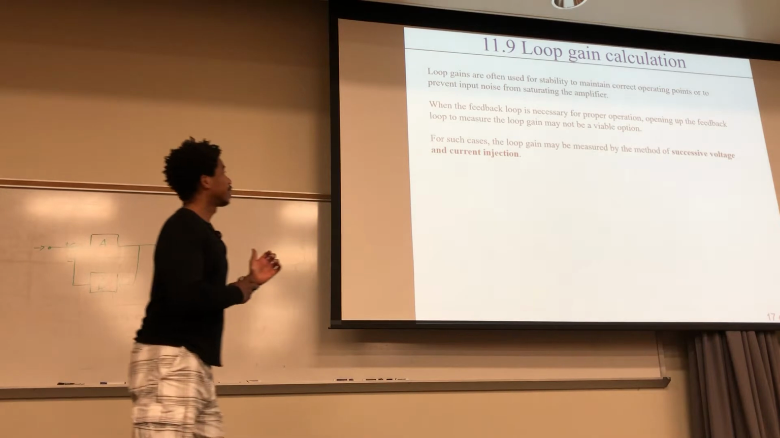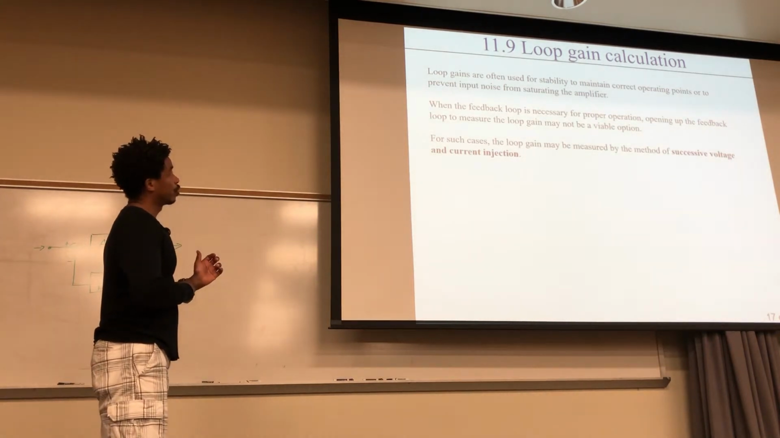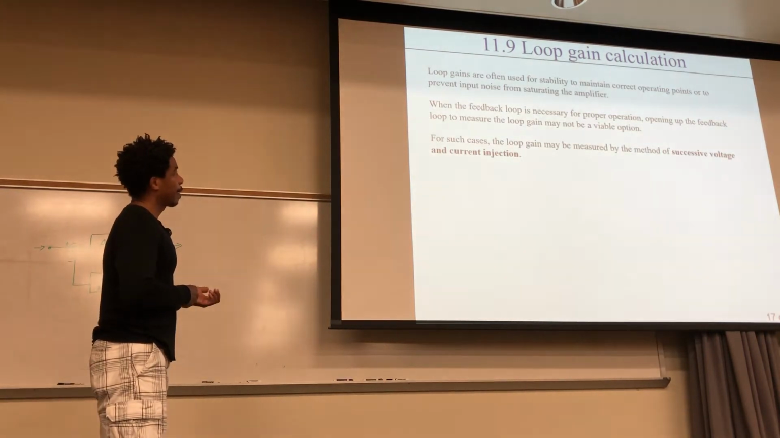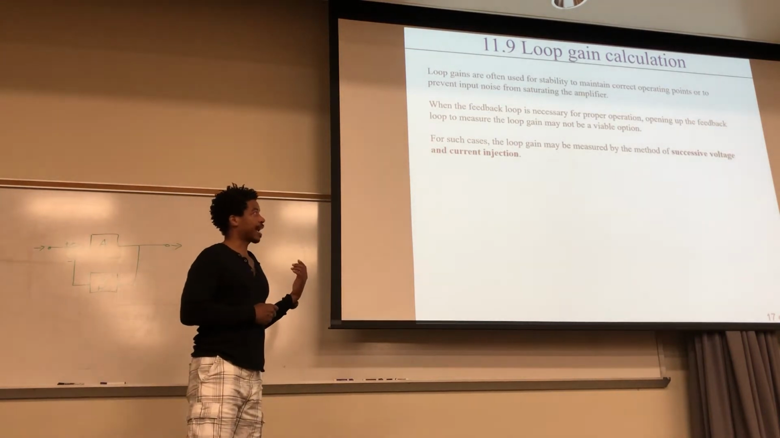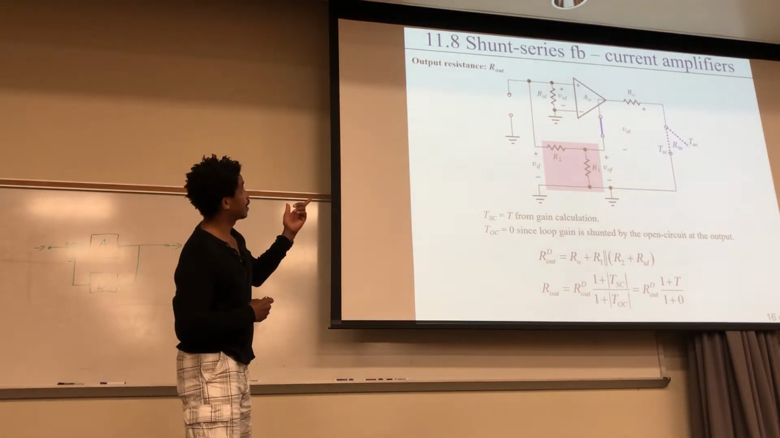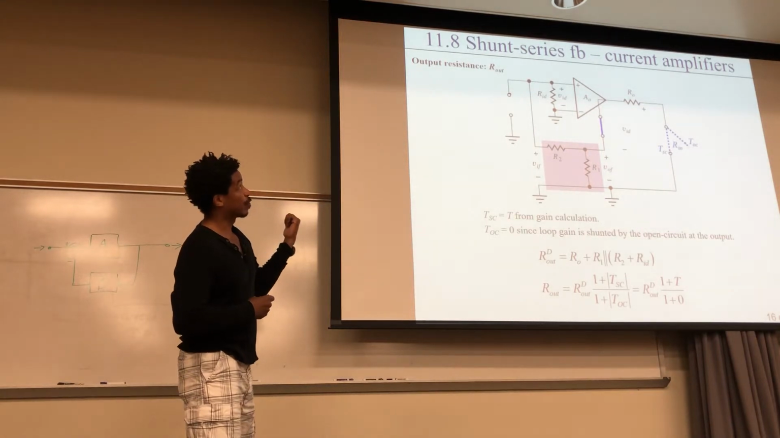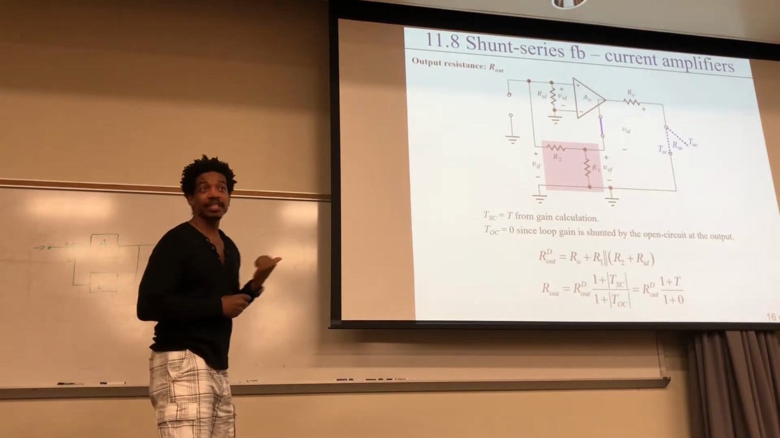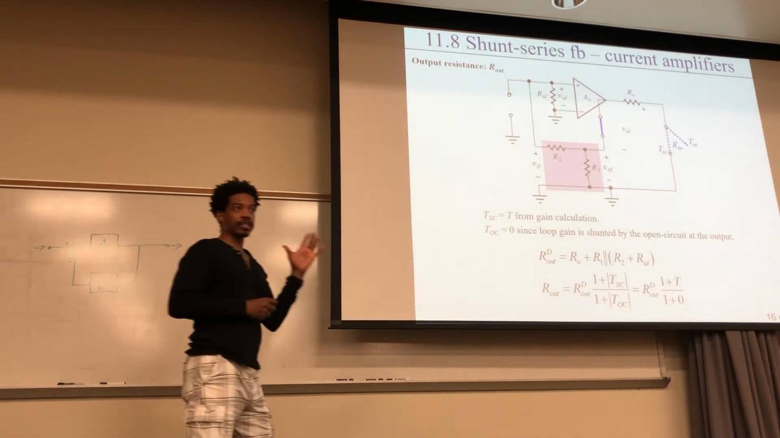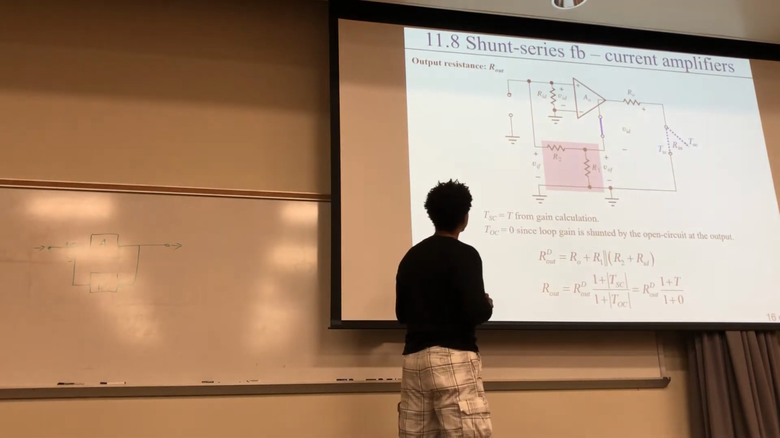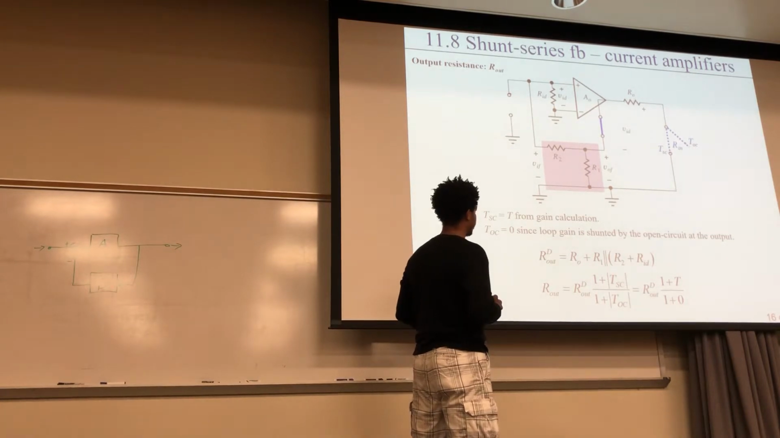Okay, so now let's move on to loop gain calculation, another type of method. But before we go on, are there any questions about these last two, the shunt series and the one before, I think it was series? You guys okay with that? So we went over all four possibilities, all types of combinations of that.